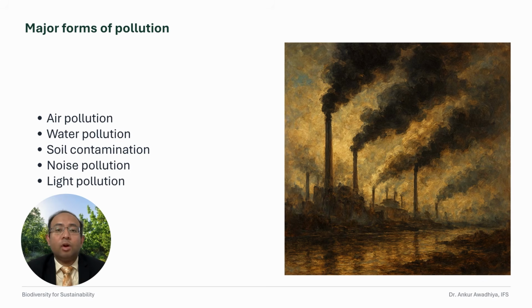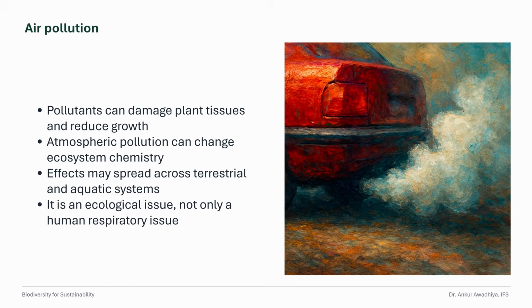Light pollution alters the natural day-night rhythm that many species depend upon, disrupting mating signals in fireflies and directional signals that are used by migratory birds. And together, these five forms show how pollution enters and damages ecological systems across different environmental media.